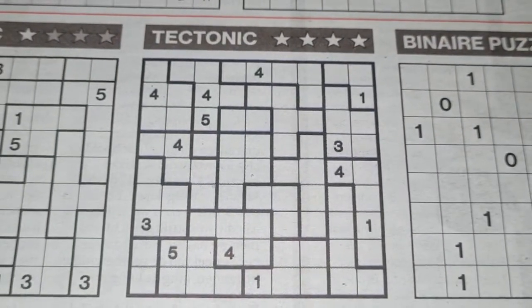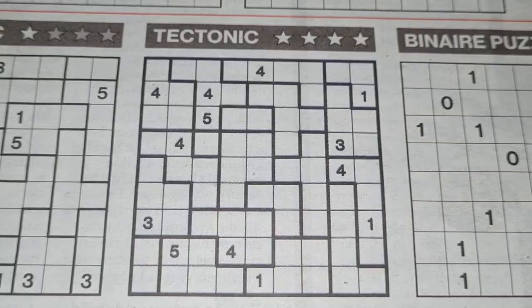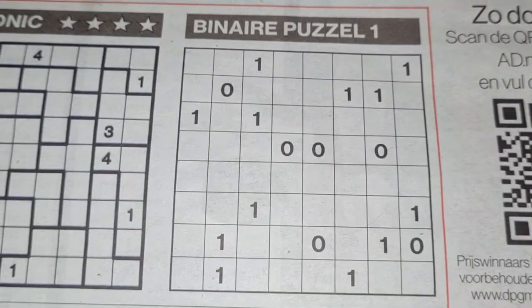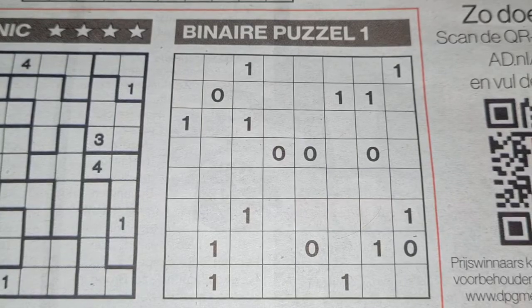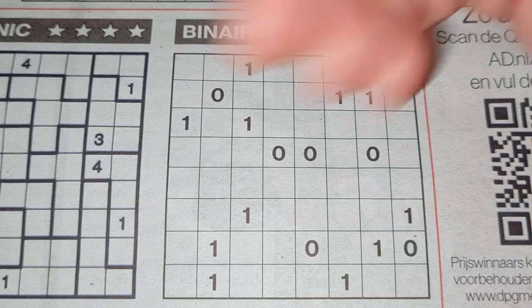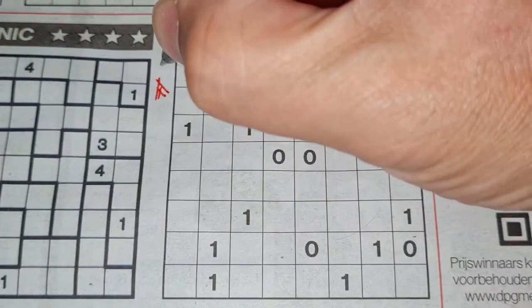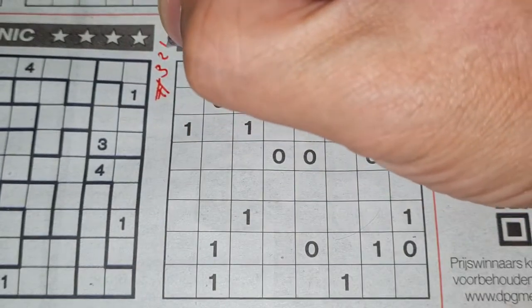The tectonic and the binary. Yes, but first I will solve the binary. Yes, and the binary puzzle will be number 3212.